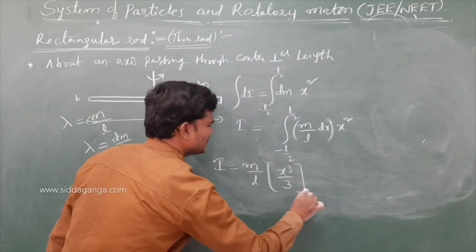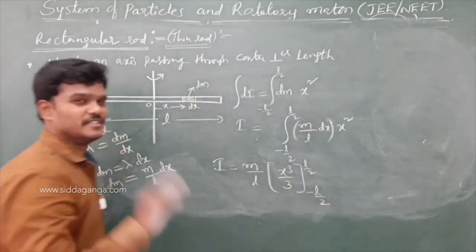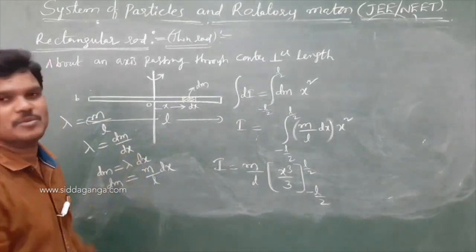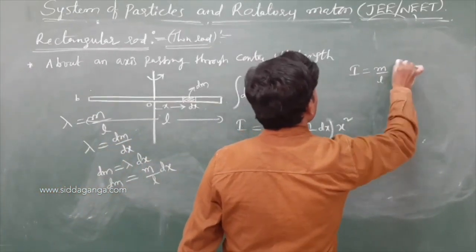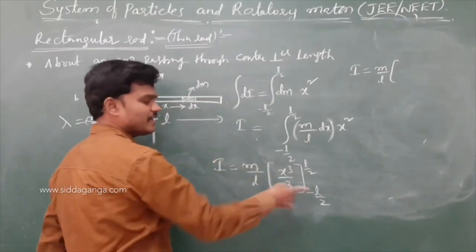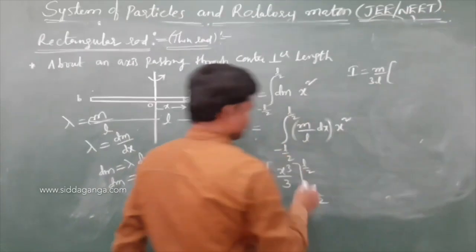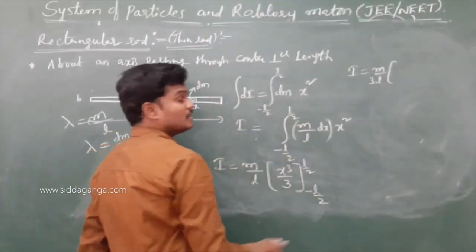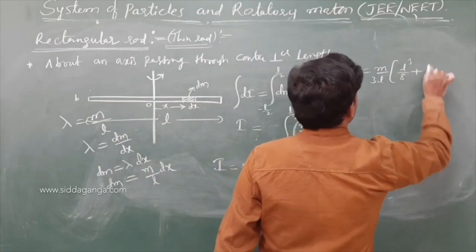If you are doing integrations, then this is not a problem. Otherwise, practice the integration, then you will get this type of questions. So I is equal to m by L. Substitute the upper limit minus lower limit. Already 3 is there, let me write 3 outside. This is L by 2 whole cube, L cube by 8, L cube by 8.